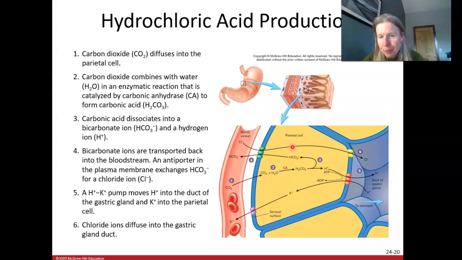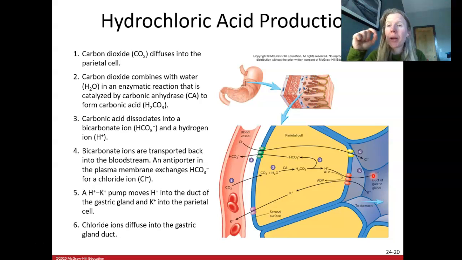The chloride comes all the way through the cell, and the hydrogen also is moving into the gland, into the duct space. And so chloride and hydrogen come together to form HCl, hydrochloric acid. I just think that's so crazy. This hydrochloric acid, of course, is super important. We just mentioned that it's going to cleave pepsinogen into pepsin to allow us to digest proteins.